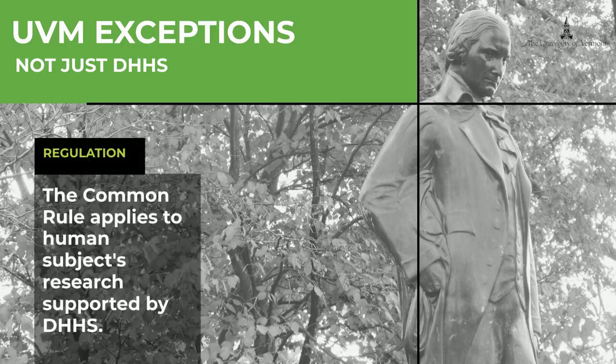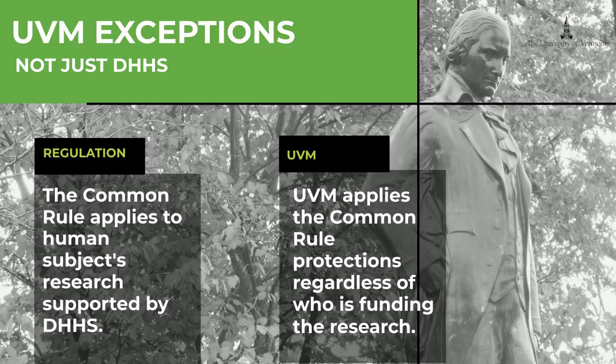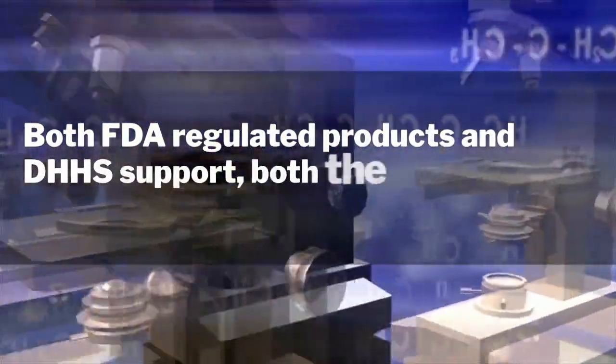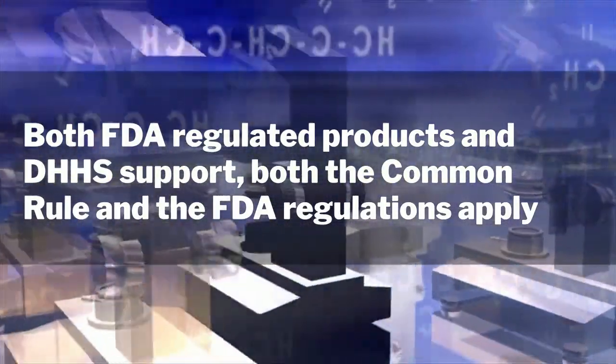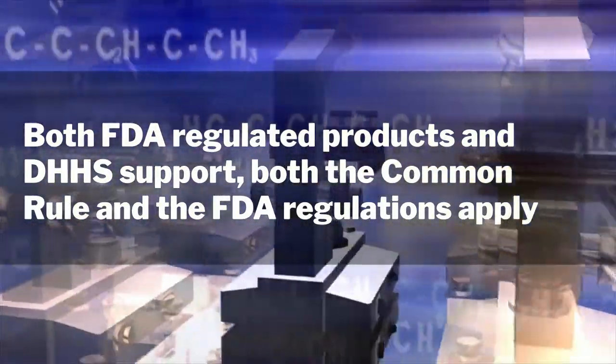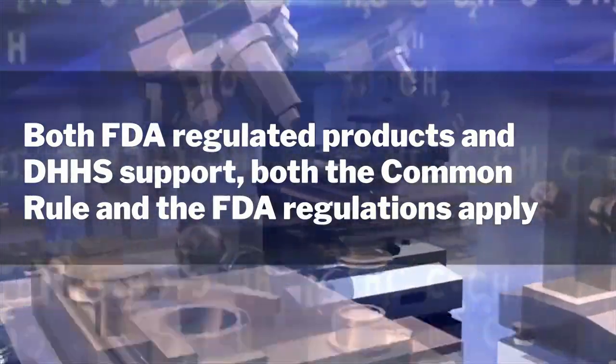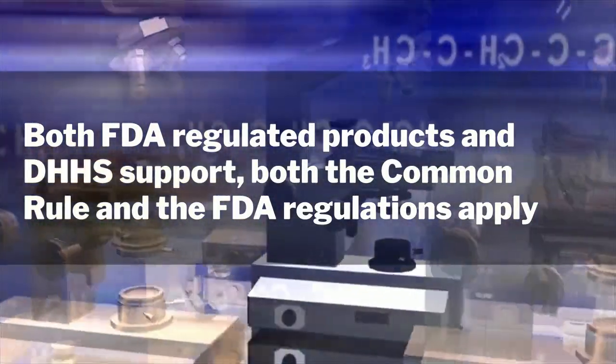UVM extends these protections beyond that which is supported by the Department of Health and Human Services. In other words, funding is irrelevant in this regard. UVM applies the Common Rule protections regardless of who is funding the research. When the research involves products regulated by the FDA, and the research is also supported by the Department of Health and Human Services, both the Common Rule and the FDA Protection of Human Subject regulations will apply.